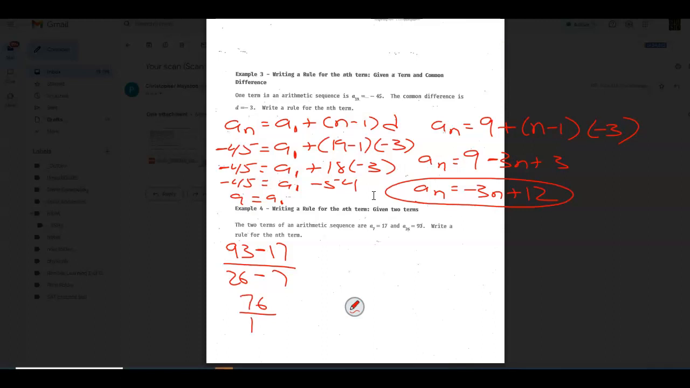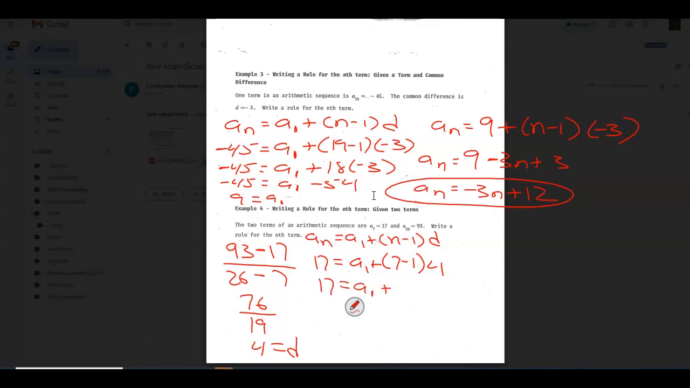26 minus 7 is 19, so I get an answer of 4 for d. And now I pick one of my points. a_n equals a_1 plus n minus 1 times d. My d is 4. I'll use a_7 equals 17. So 7 minus 1. When n is 7, a_n is 17.